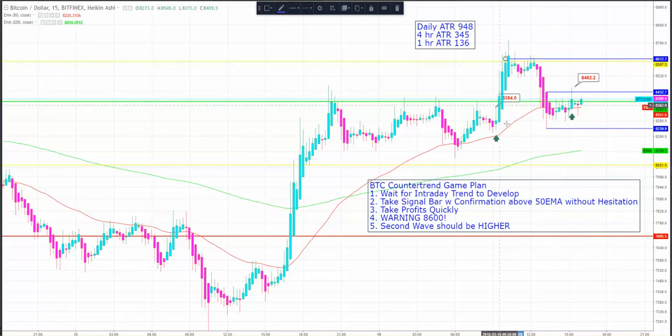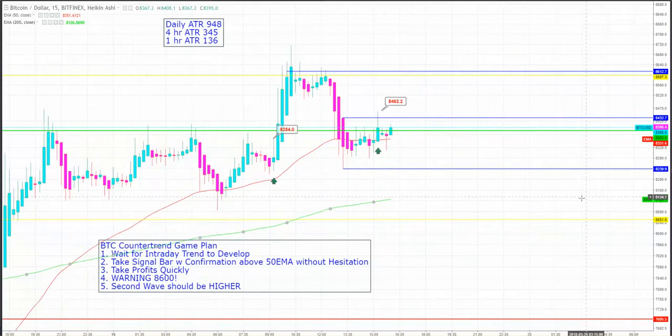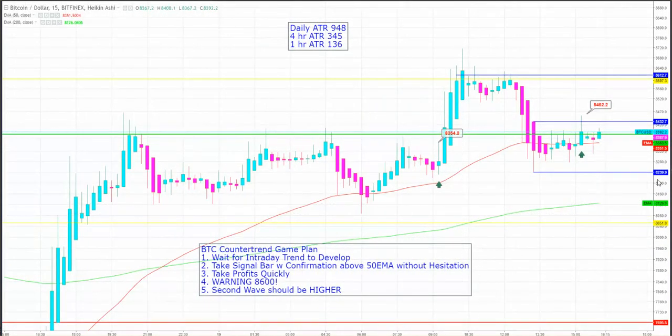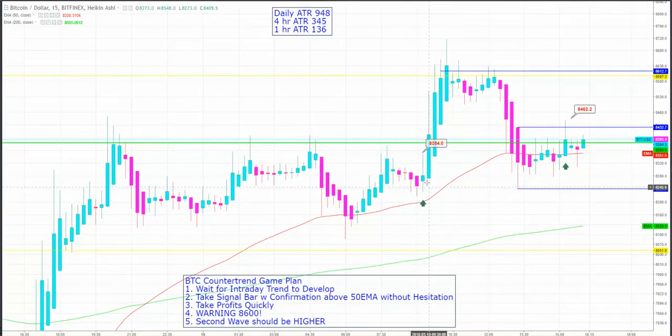So this is what I mean about act without hesitation. So I get a color change here. I'll zoom in now so you can see this a little bit better. So I get a color change, right? Confirmation up on top. I'm waiting for it. So if you hesitated, you missed this big run up right here.